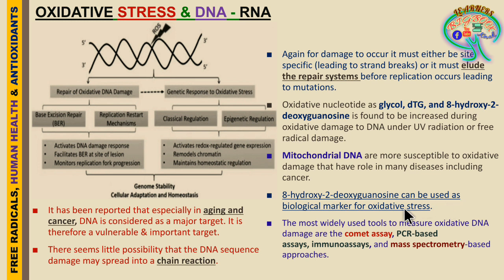8-hydroxy-2-deoxyguanosine can be used as a biological marker for oxidative stress on DNA. The most widely used tools to measure oxidative DNA damage are the COMET assay, PCR-based assays, immunoassays, and mass spectrometry-based approaches. You know these experiments, so I hope I have no need to explain this, because it is going to give a very long slide.